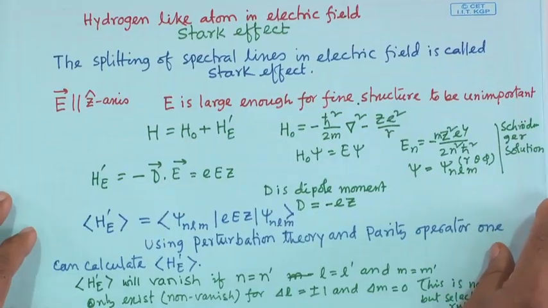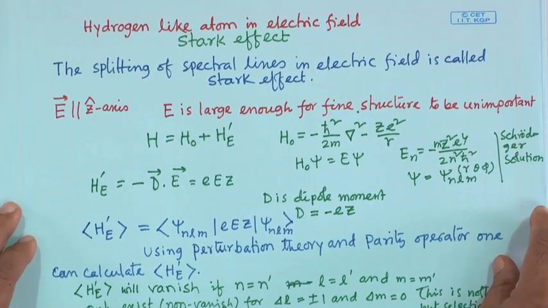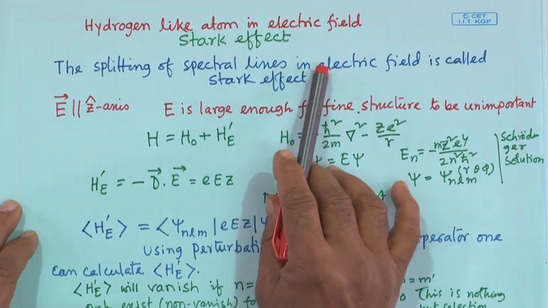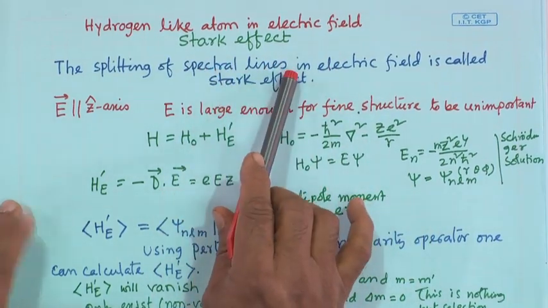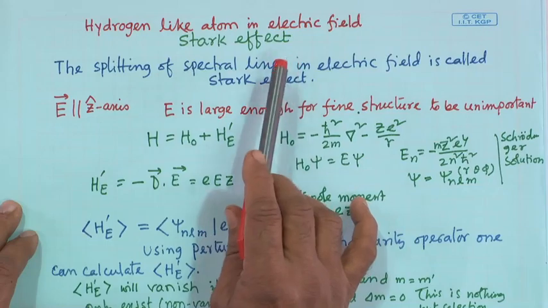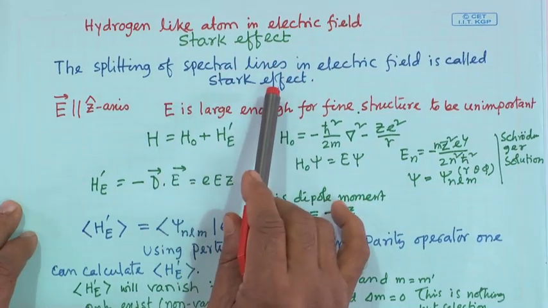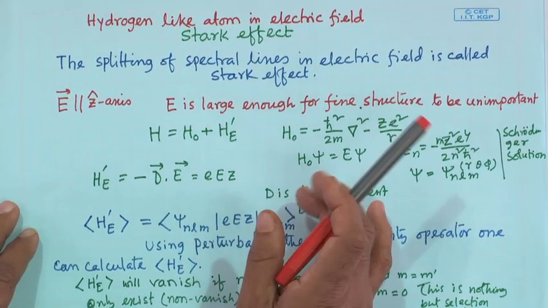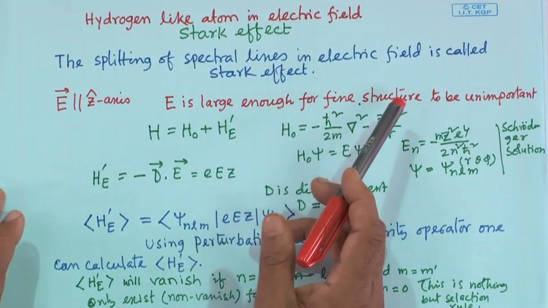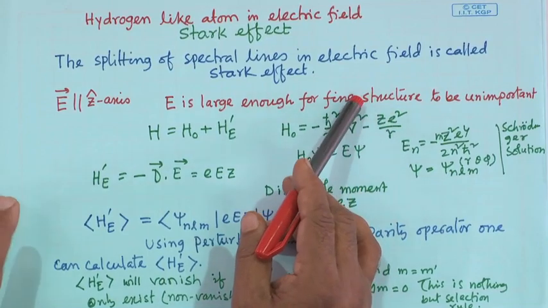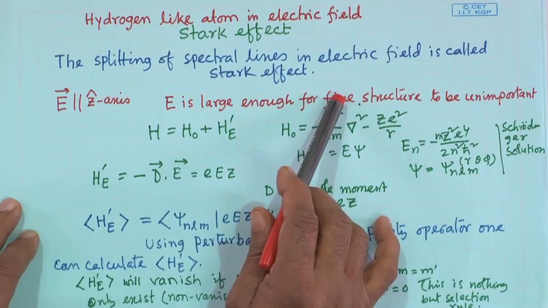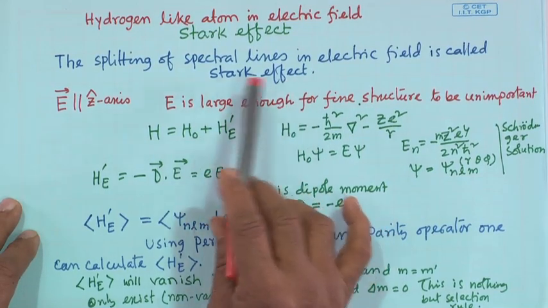So, for a hydrogen-like atom in an electric field, this effect is basically called the Stark effect. Okay. So, what is the Stark effect? That is basically the splitting of spectral lines in an electric field. It is similar to the Zeeman effect or the Paschen-Back effect, okay, in the case of a magnetic field. So, in the case of an electric field similar things may happen, and that is called the Stark effect.